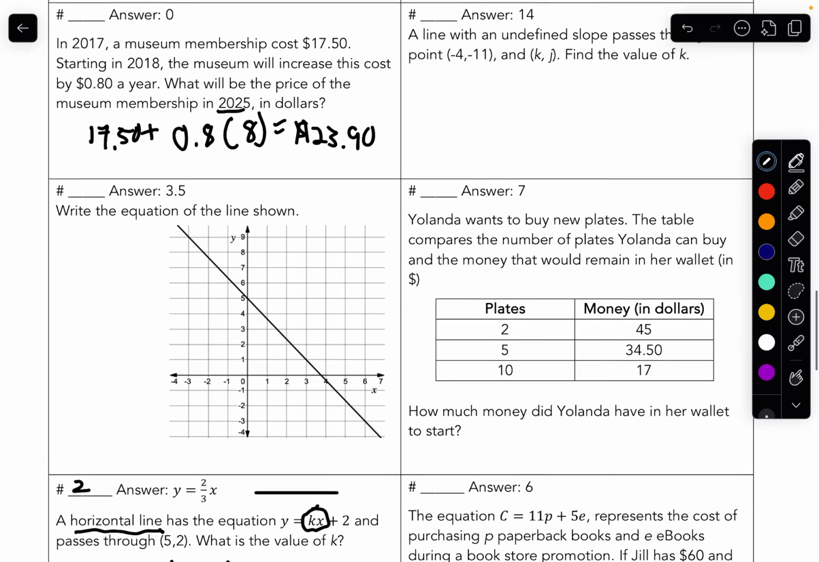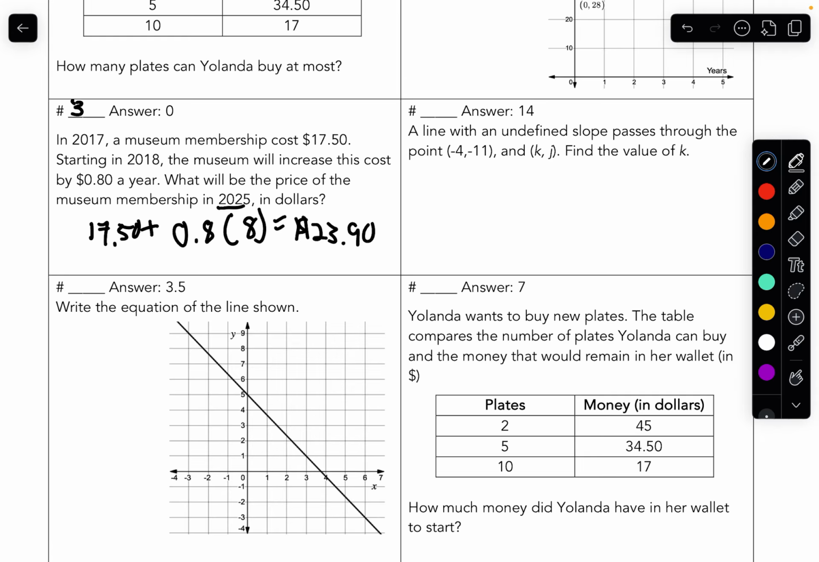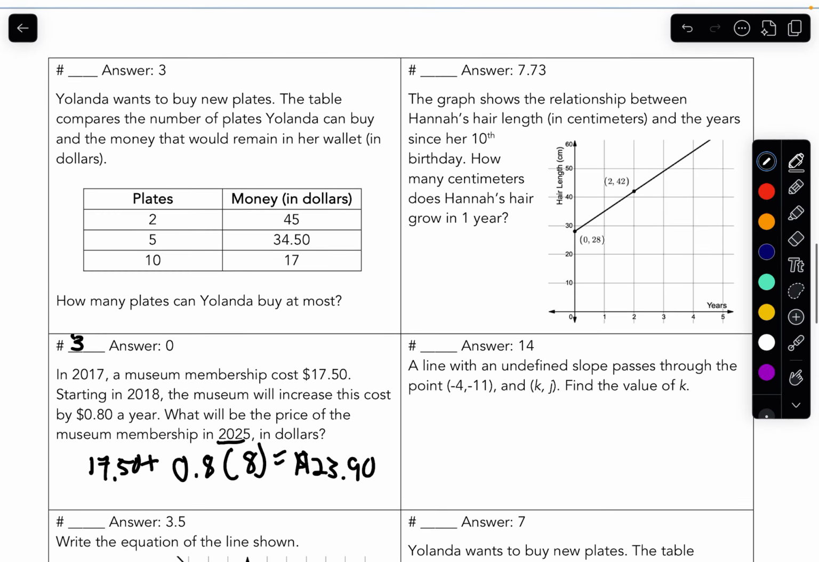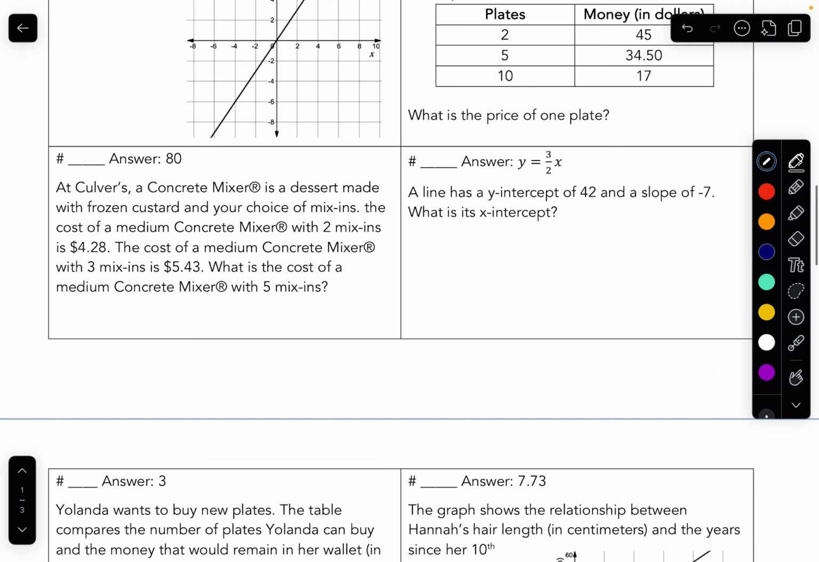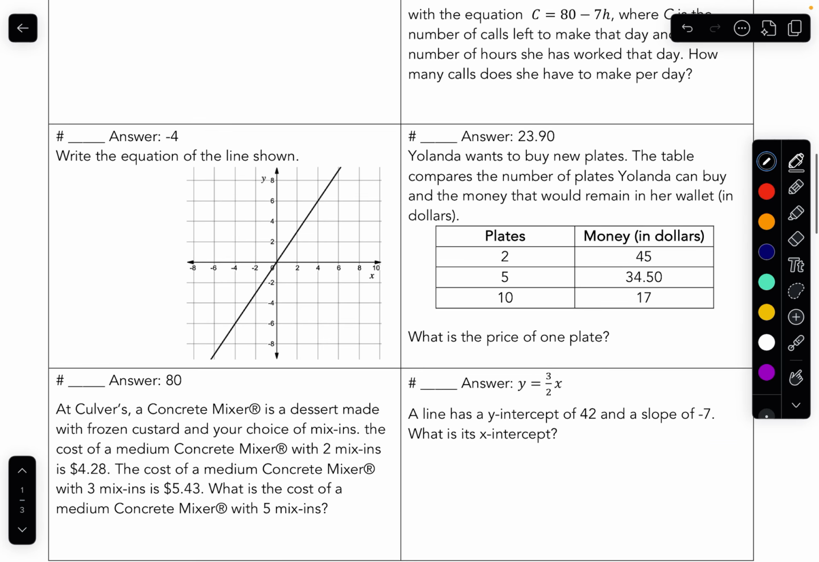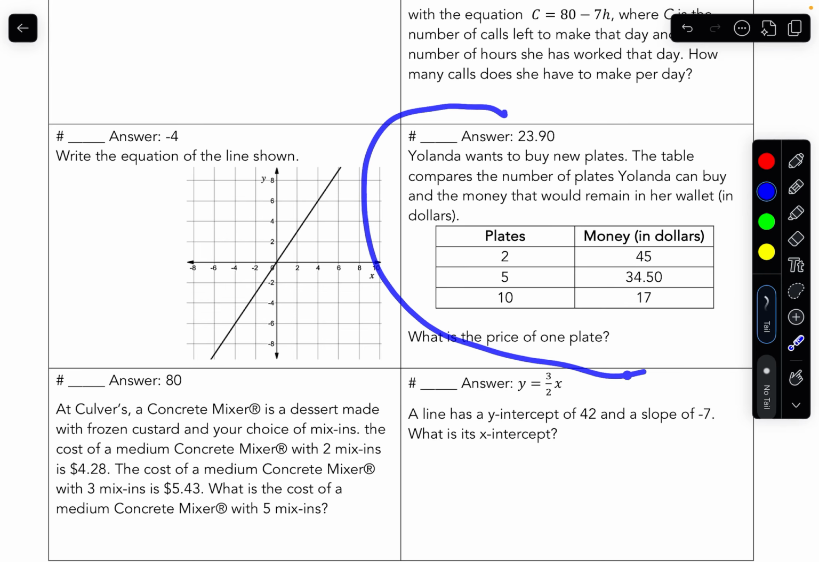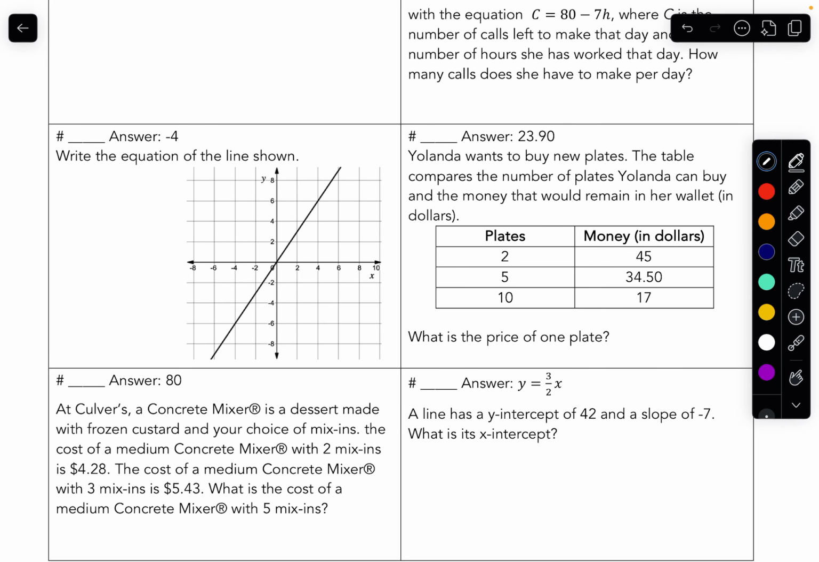So this is problem 3. Sorry, I forgot to label that. And so we look for 23.90, and it's right here. Okay, this problem. Since the last one was 3, this is going to be 4.